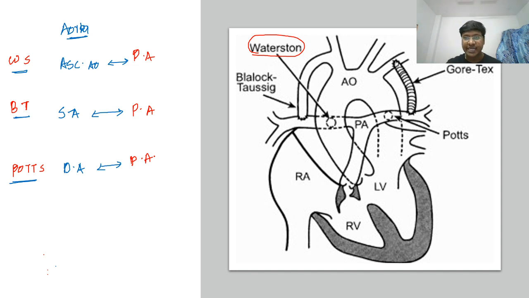Okay, so you see this now. I'll just show you in the image. See, water shunt. This is the ascending aorta, and this is your pulmonary artery. And you take the pot shunt. This is the descending aorta, and this is your pulmonary artery. Then you take the BT shunt. This is your subclavian artery, this is your pulmonary artery, and this is the shunt.